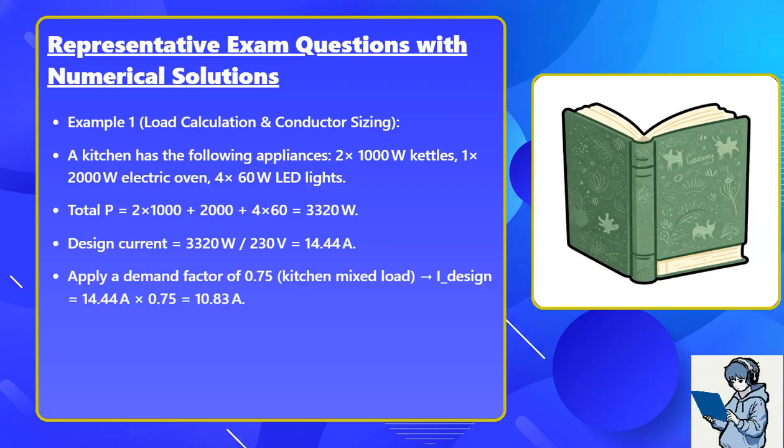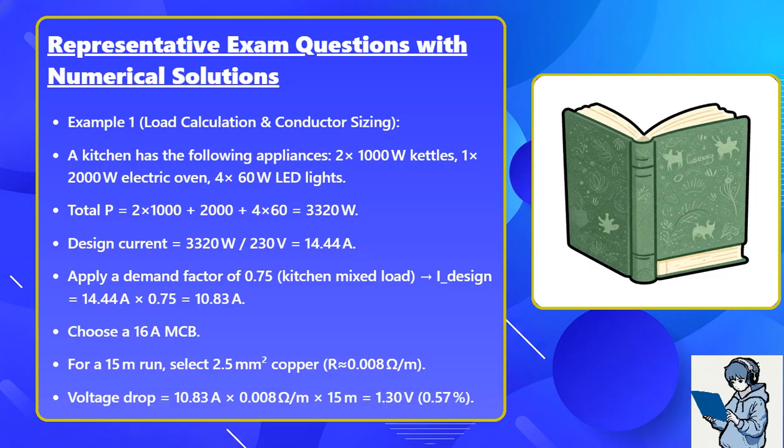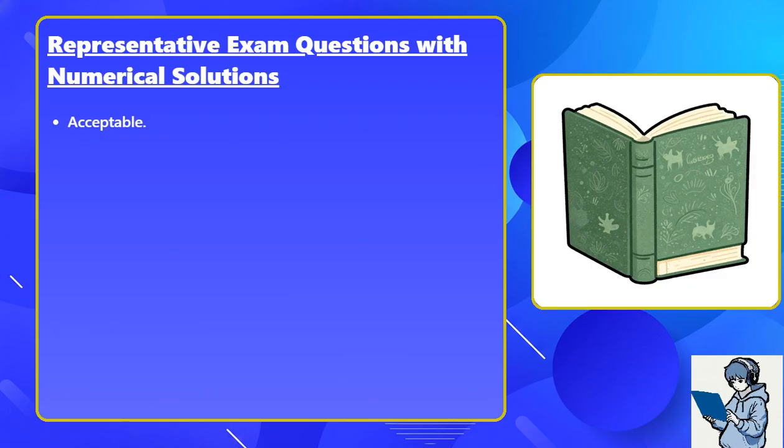Apply a demand factor of 0.75, kitchen mixed load. This leads to I design equals 14.44 amps times 0.75, equals 10.83 amps. Choose a 16 amp MCB. For a 15-meter run, select 2.5 mm squared copper. Resistance is approximately 0.008 ohms per meter. Voltage drop equals 10.83 amps times 0.008 ohms per meter times 15 meters, equals 1.30 volts, 0.57%. Acceptable.